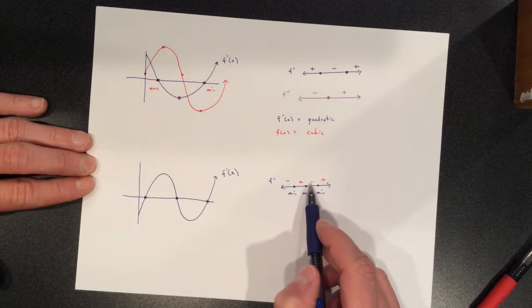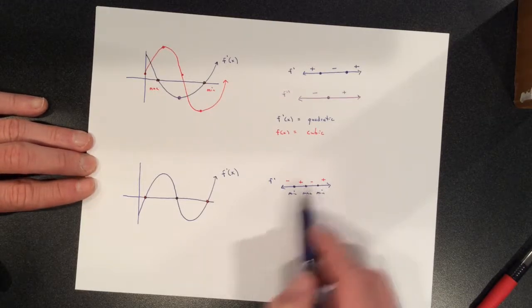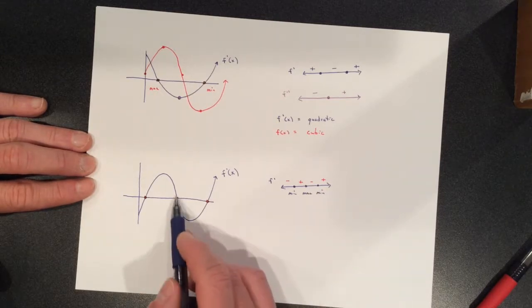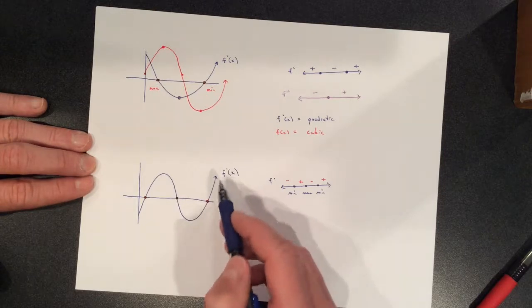And again, down. How do I know it's going down? Meaning the function's going down because the derivative is negative. How do I know the derivative is negative? Because it's below the x-axis. This is where the derivative is negative. I'm looking at the graph of the derivative.